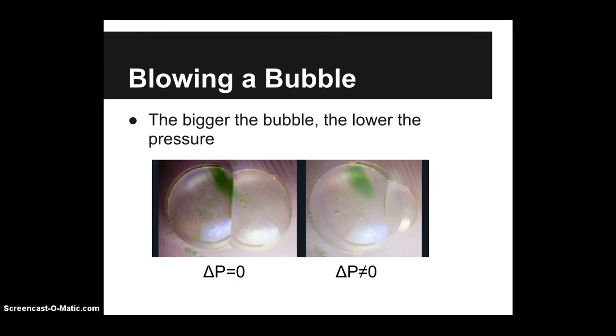This means that, as you can see, the two bubbles on the left side are the same size, so the pressure difference between the two is zero. When the pressure difference is zero, when the two bubbles touch, they create a straight line between them. Where the two bubbles on the right are different sizes, so the pressure difference between the two is not zero. And when they come in contact, they create a curved surface.